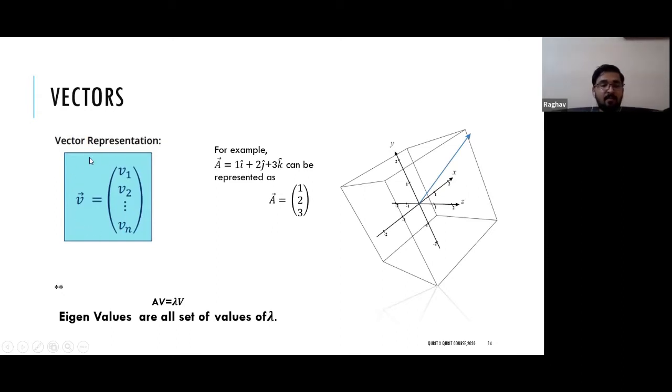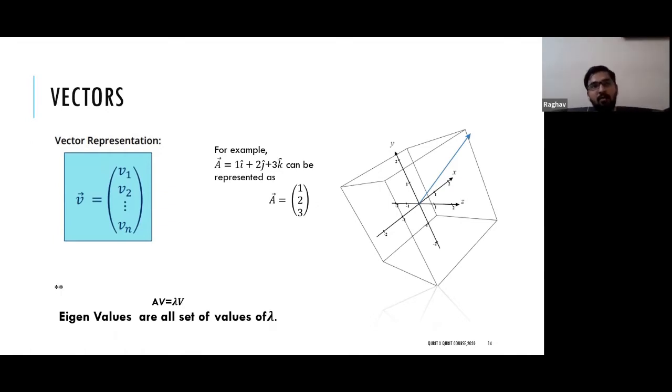But in mathematics, we use this type of representation where n-dimensional vectors can be represented using column matrices. Like you can see here, this is a vector A that we introduced, and this is the same notation. I also want to share with you that in quantum physics, V1 to Vn can be complex numbers too.